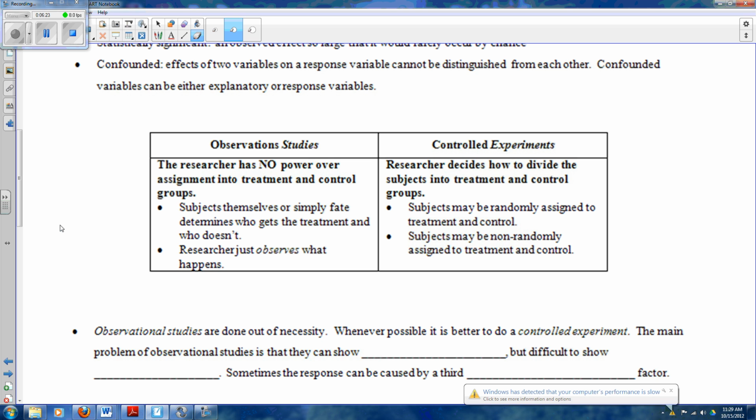That would be observational. Okay, so a controlled experiment is where a researcher decides how to divide the subjects into treatment and control groups. Subjects may be randomly assigned to treatment and control, and subjects may be non-randomly assigned to treatment and control. Most of the time, we try to randomly assign them. That's the best way to conduct an experiment, and usually the best thing that we always want to do is use randomization. So usually you're going to randomly assign someone to a treatment or control.